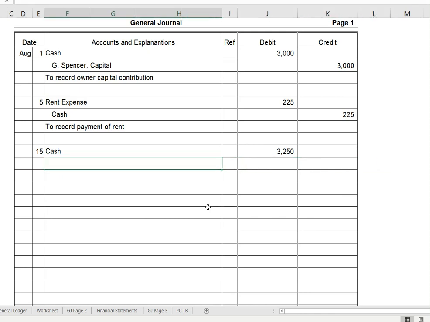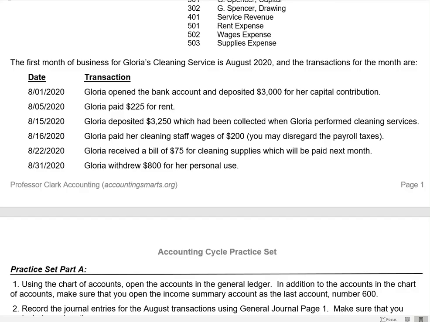Okay, so the date for that transaction was the 15th, and we're going to debit the cash for $3,250, and we are going to credit service revenue, and our explanation is to record services performed. Okay, 3 transactions down, 3 more to go. All right, so our next transaction occurred on August the 16th.